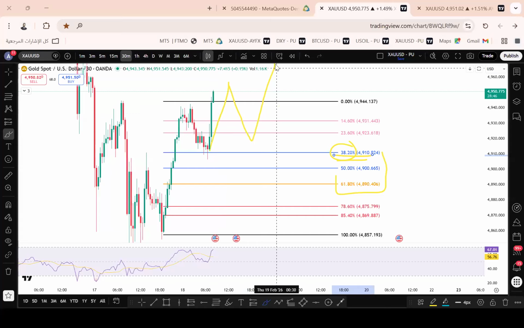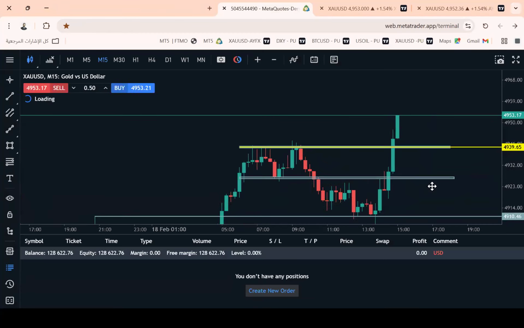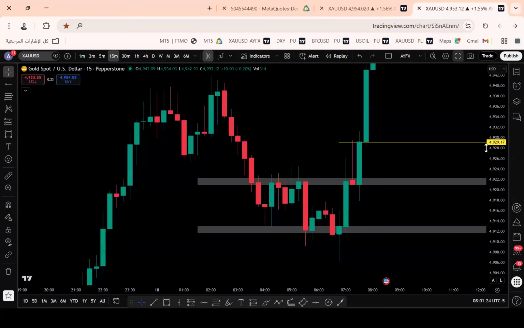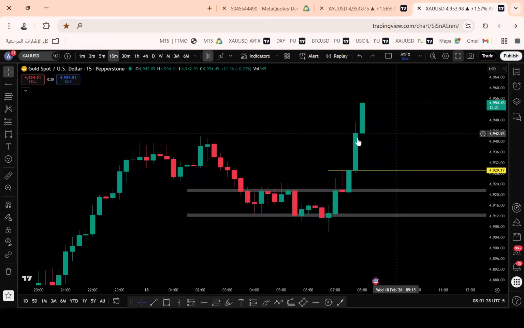So as you can see, the gold is massively going up. Now, if I had just kept my trade, it would have even broken through. So I closed my trade very early, right? Because I'm in a webinar.